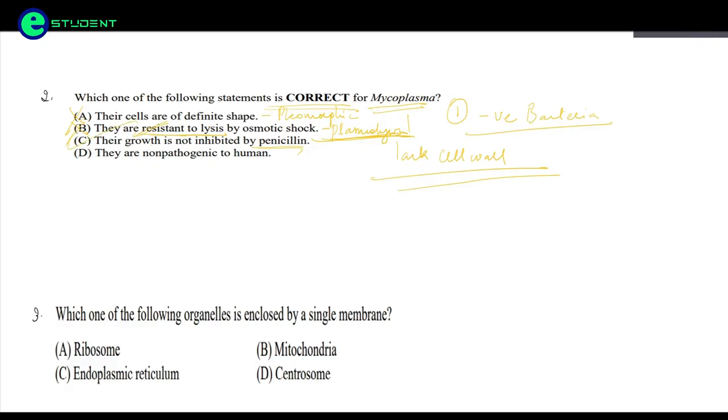They are non-pathogenic to humans. This is absolutely wrong because mycoplasma is actually pathogenic to humans, for example Mycoplasma pneumoniae. They are actually pathogenic to humans. Okay, coming to the next question.